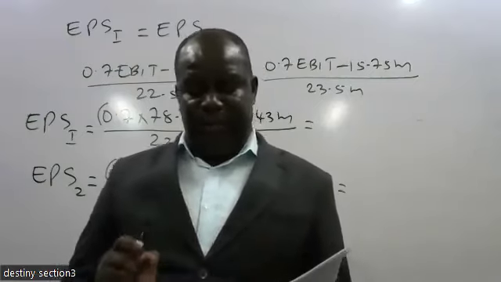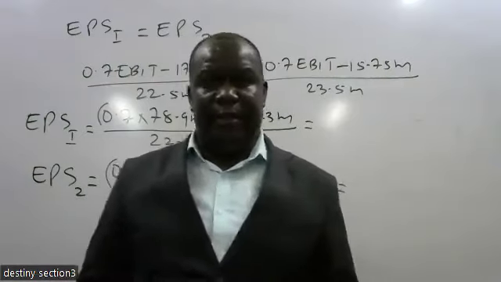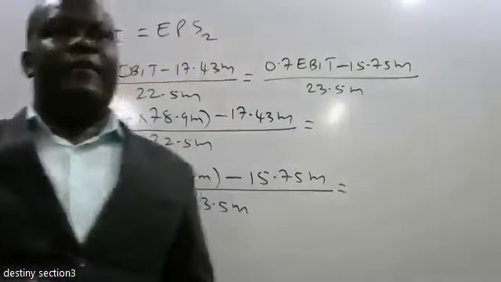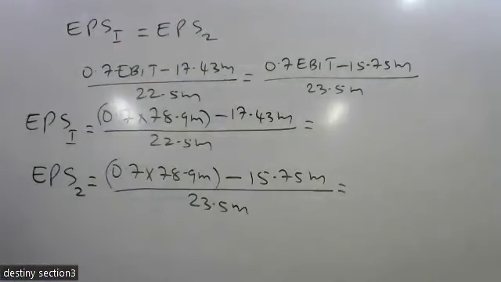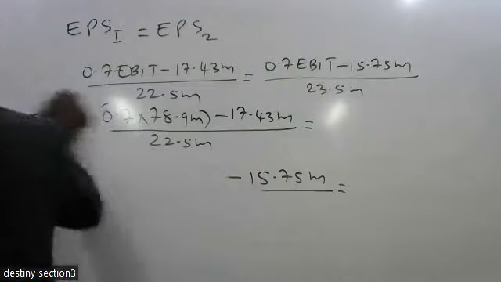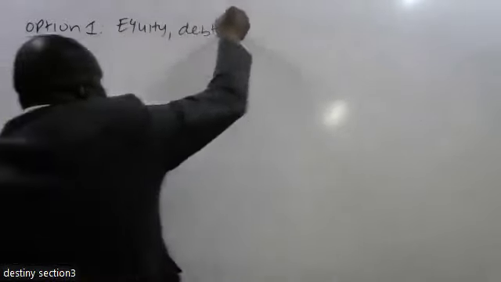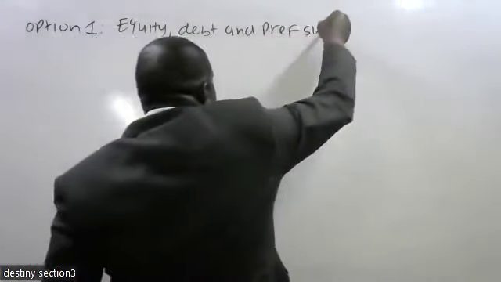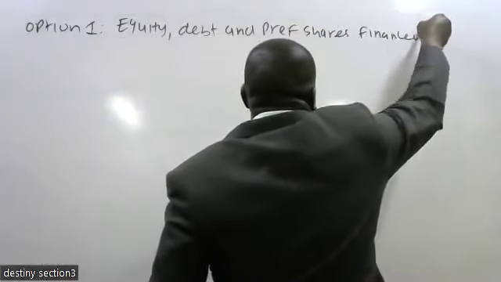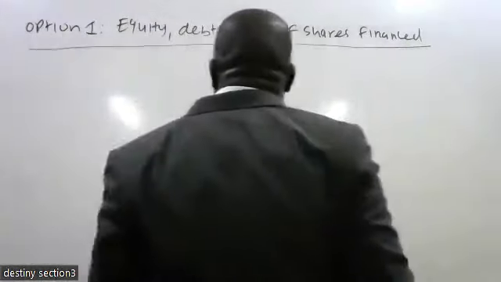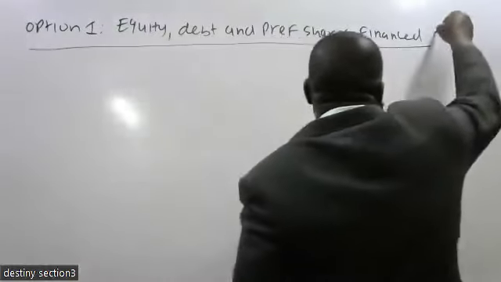But let us first check Roman letter 1. They wanted you to get earnings before interest and tax and the earning per share at the point of indifference. At the point of indifference, the earning per share for the 2 finance options will be the same. So we start off with option one. Under option one, the firm is equity, debt, and preferred shares financed.